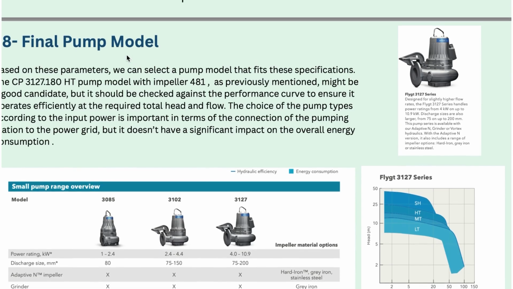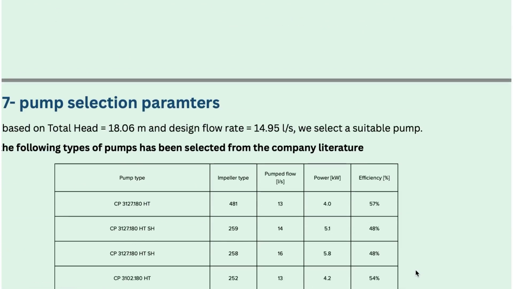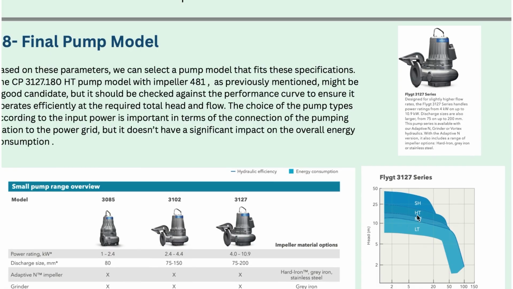So based on the parameters that I calculated, we can see that the HT is the most suitable because you have your flow value equal to 14 and your total head equal to 18. If you go here, they both kind of collide into the HT pump model. This is the pump model with an impeller of 481, and it should be a good candidate, but it should be checked against the performance curve to ensure it operates efficiently as required.